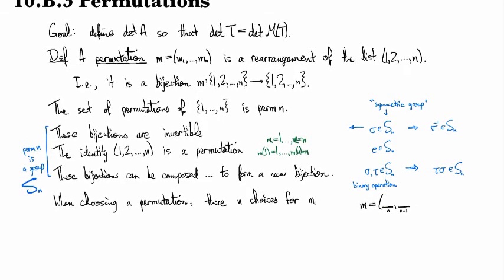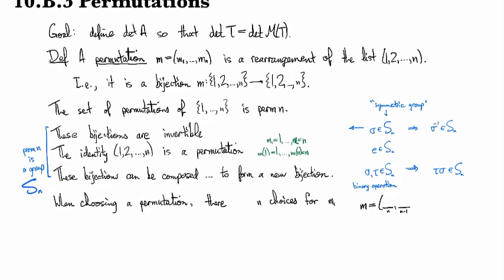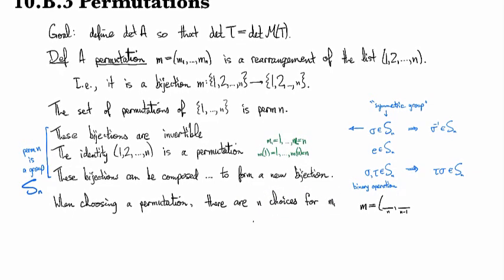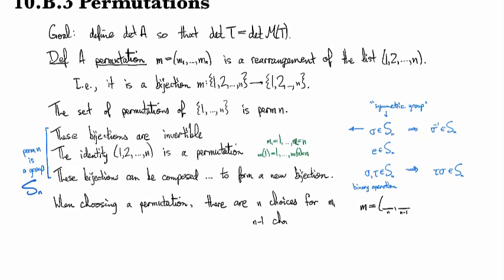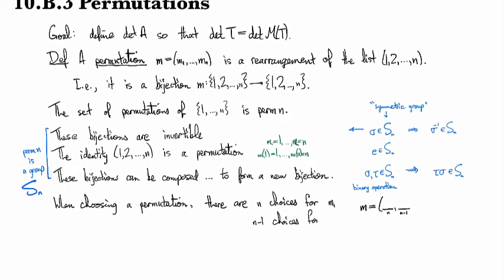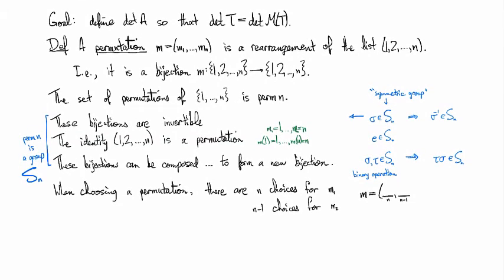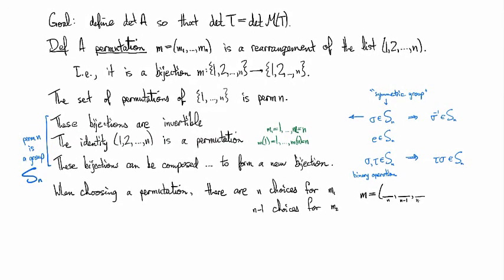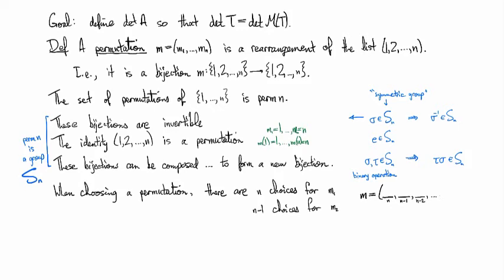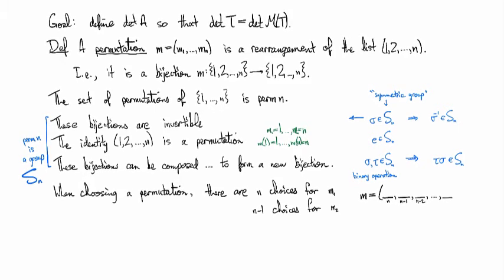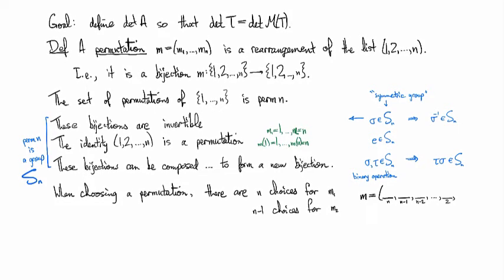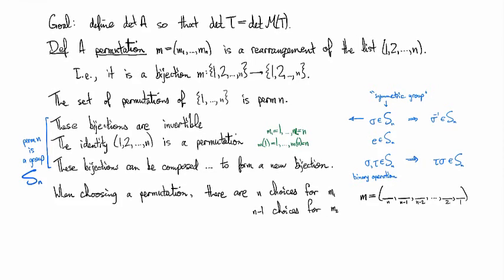So then there's n minus 1 choices for what to have as M2. And then there's n minus 2 choices for what to have for the next one, and so on and so forth until you get down to the end, and then there's just 2 choices for that one, and then there's just one thing left, and it's kind of forced on you.